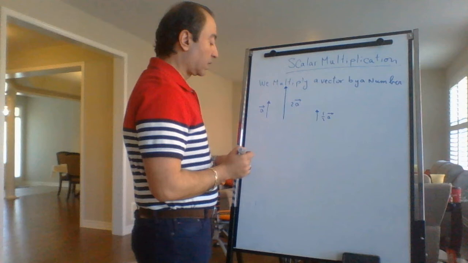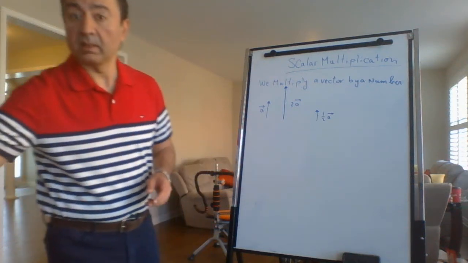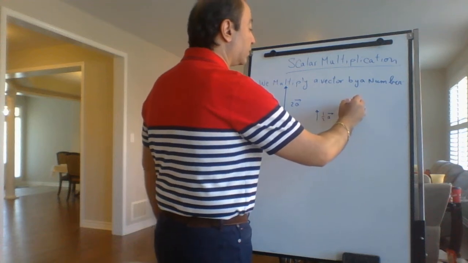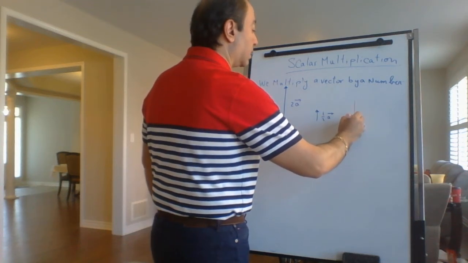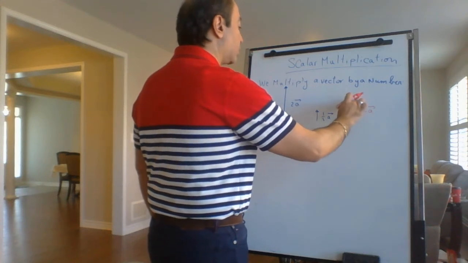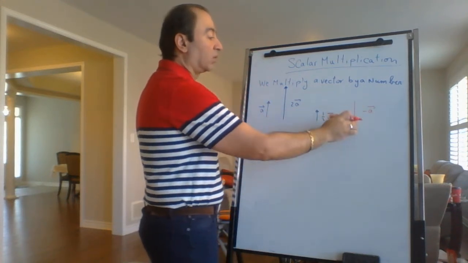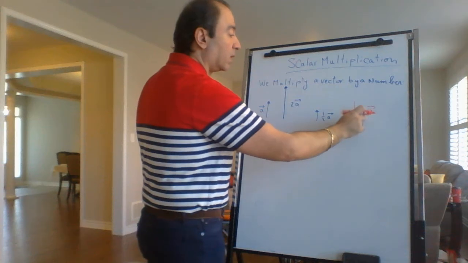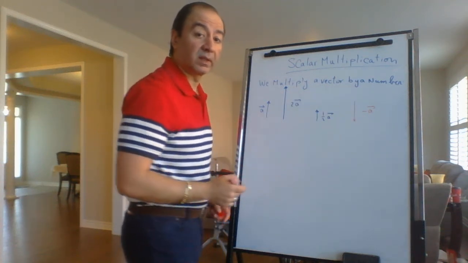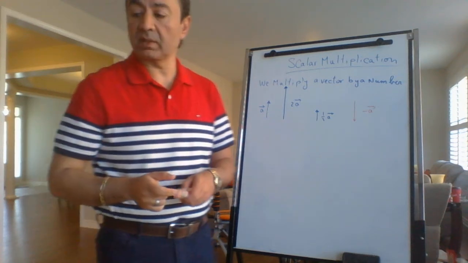What if I want to find vector negative A? I multiply by -1. It will be parallel but in the opposite direction, the same magnitude as vector A but the opposite direction. So the negative will make the direction flip, go to the other direction. I will stop here and I'll continue in another video, okay?